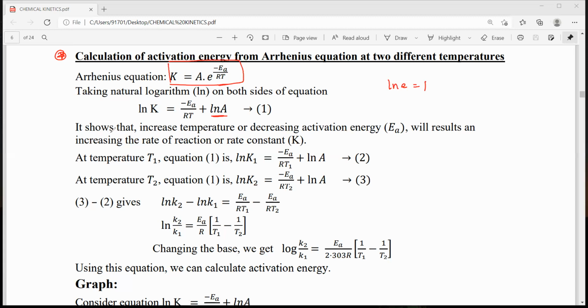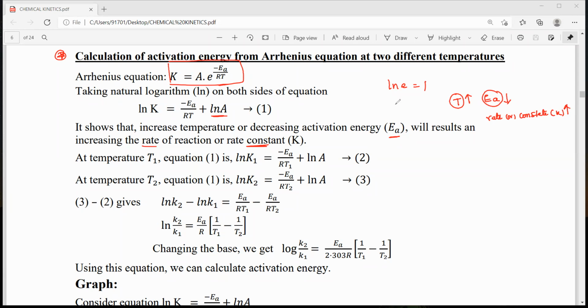Equation 1 shows that increasing the temperature or decreasing the activation energy increases the rate constant. Generally, we know very well, dear students, as the temperature increases, the effective activation barrier is overcome more easily, which results in an increase in the rate of reaction, so the k value will increase.